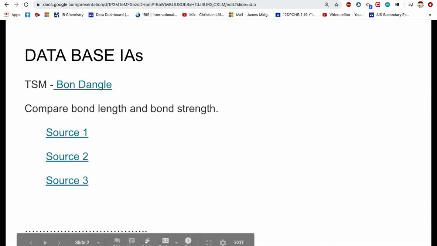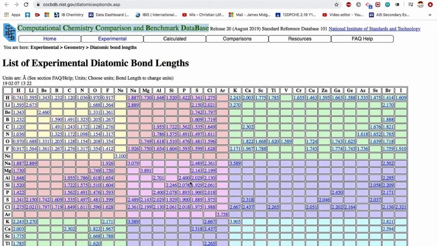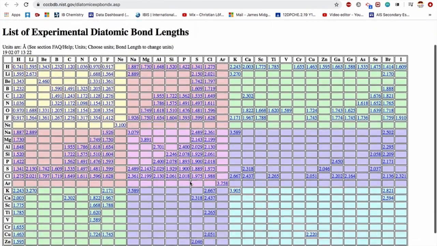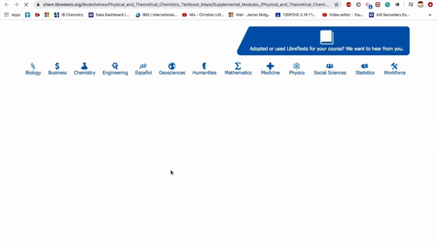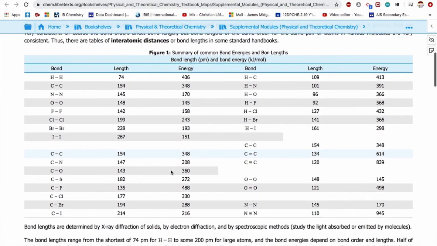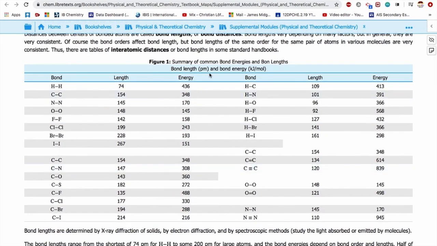Okay, if we were going to have a look at bond length and bond strength, I just Googled it and then I found this little beastie here. We can see that the units here are in angstroms. I had another little look and then I found this beastie here, ChemLibreTexts. I'm sure you're familiar with this one. The units are in picometers.